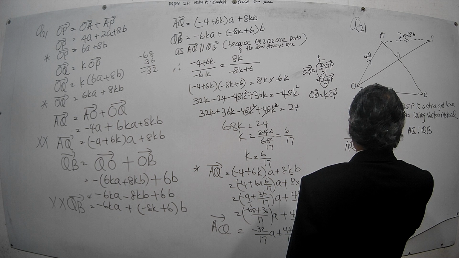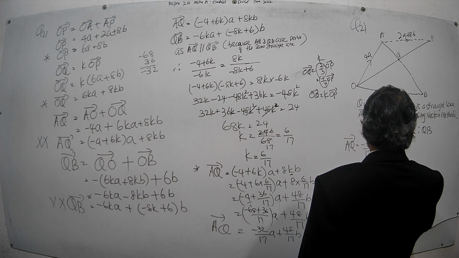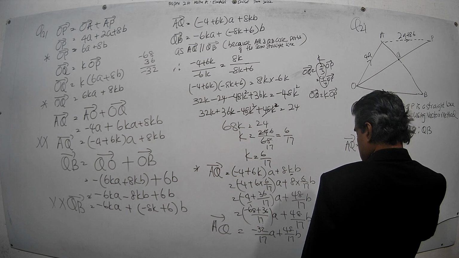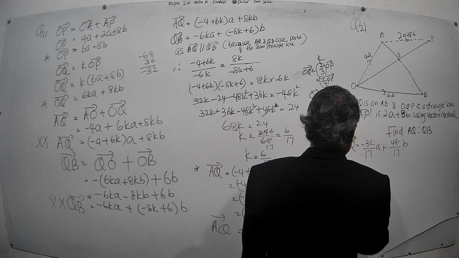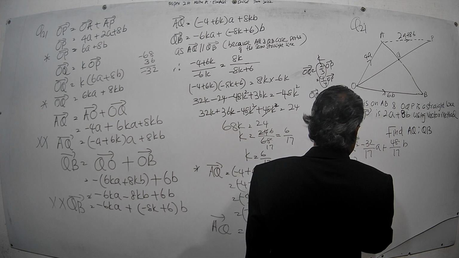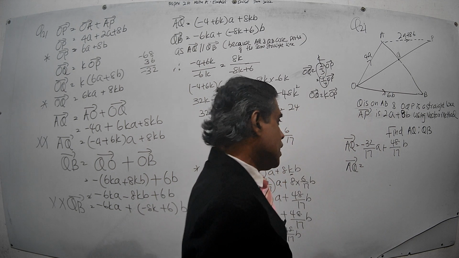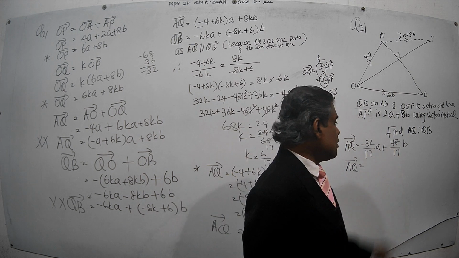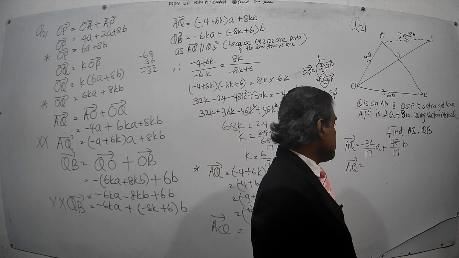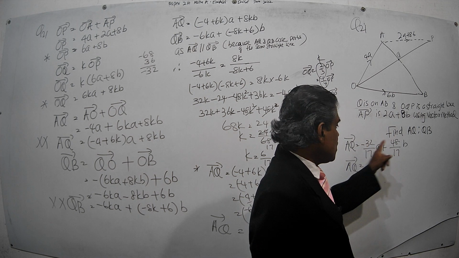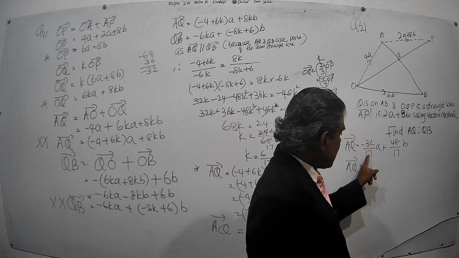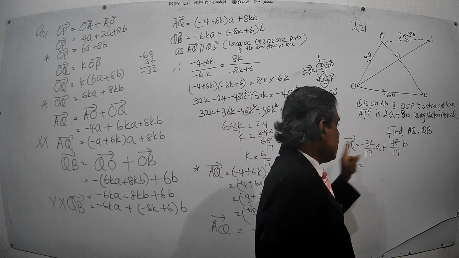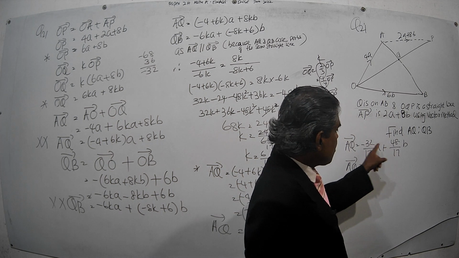Minus 32 over 17a plus 48 over 17b. Now we can do something here for AQ. Then there is a common factor. For 32 and 48, 8 seems to be a common factor. 17 is the common factor for the denominator. Therefore, for the denominator we can take out 17 as a common factor, and for the numerator we can take out 8 as a common factor.